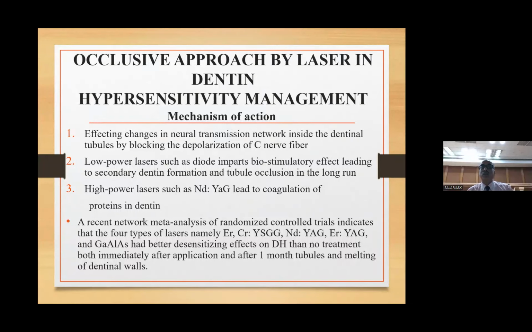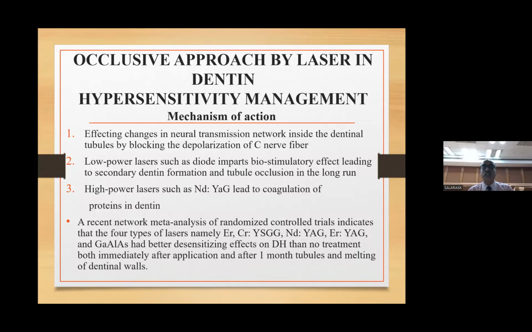dentinal hypersensitivity management depends upon three mechanisms of action. One, the laser is effectively changing the neural transmission network inside the dentinal tubule by blocking the depolarization of the C nerve fiber, which has been observed in a few cases. Low level laser therapy such as diode imparts a biostimulatory effect that leads to secondary dentin formation and tubular occlusion. Sometimes diode laser assisted dentinal melting will also take place that can also reduce the dentinal tubular diameter so that it will also be effective in the management of dentinal hypersensitivity.